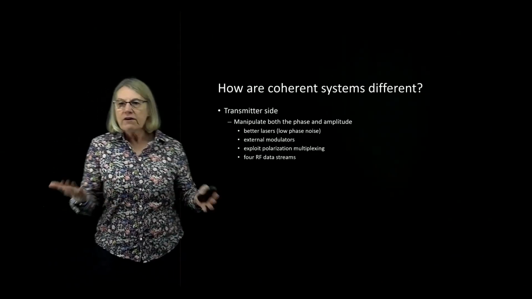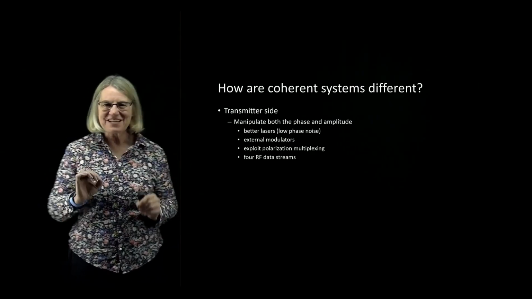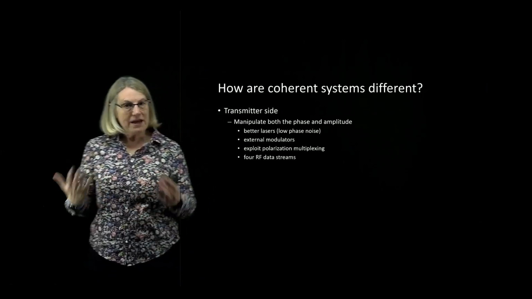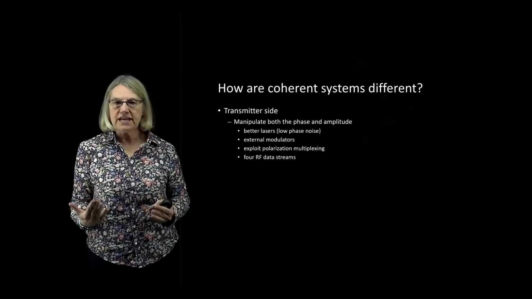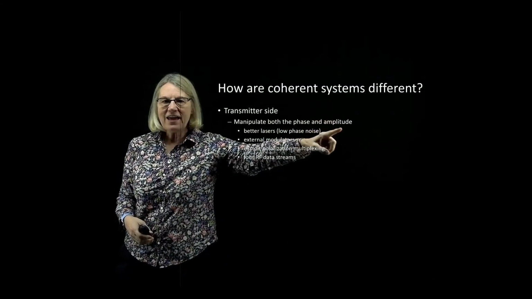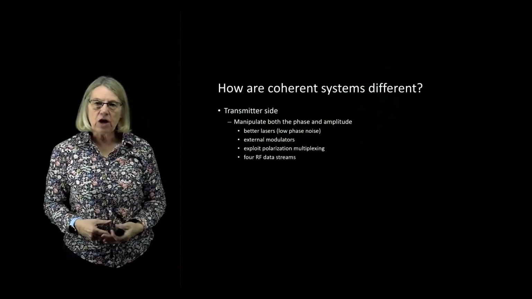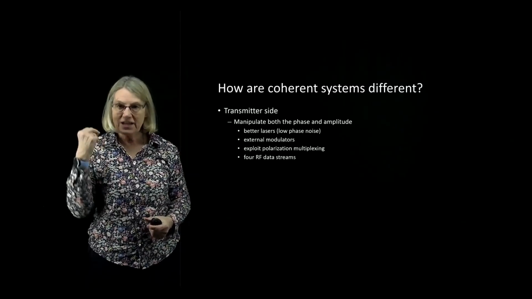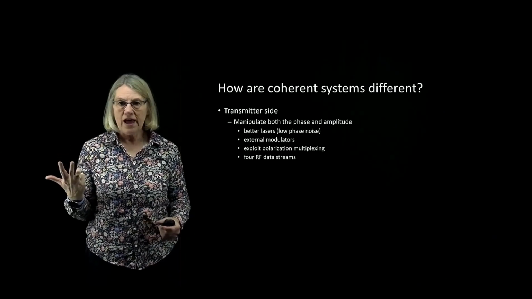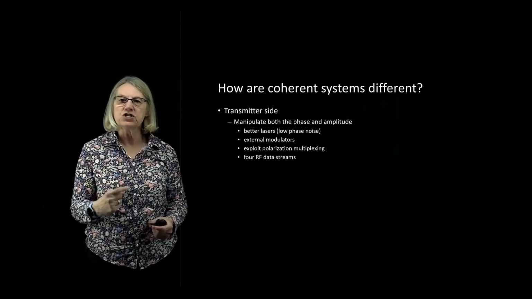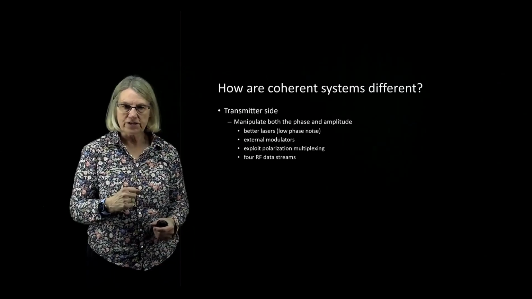So let's start with coherent systems. How are they different? Let's start on the transmitter side. Well, I already mentioned that the big difference with coherent detection is that now I'm going to manipulate both the phase and the amplitude. Because I've made the strategic decision to go with coherent detection, modulate phase and amplitude, right away there are some implications on the kind of equipment that I can use to make this kind of modulation.